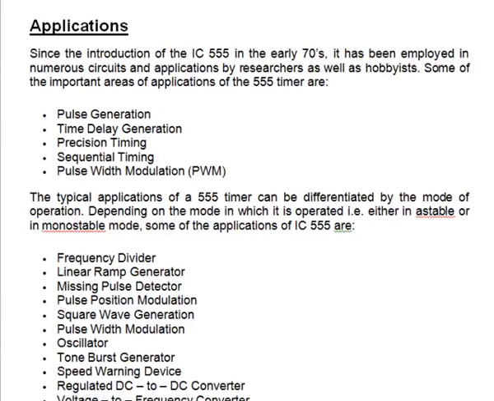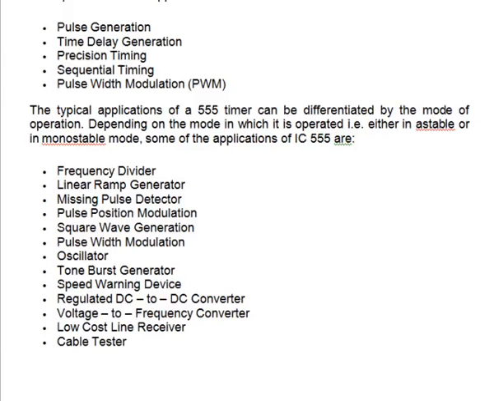The typical applications of the 555 timer can be differentiated by the mode of operation, either astable or monostable. Some of the applications of IC-555 are frequency divider, linear ramp generator, missing pulse detector, pulse position modulation, square wave generation, pulse width modulation, oscillator, tone burst generator, etc. So, lots of applications are there.